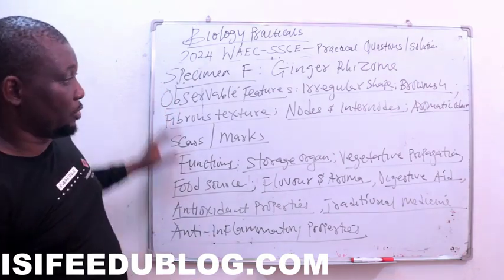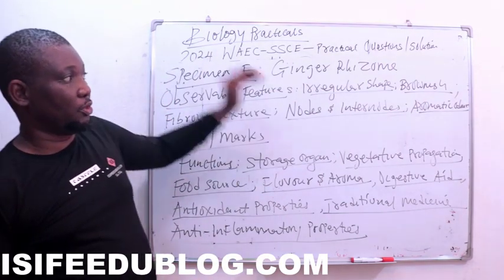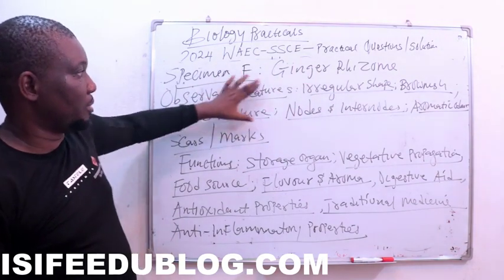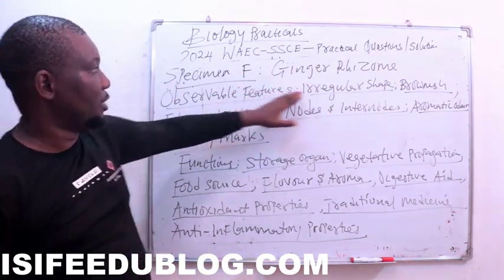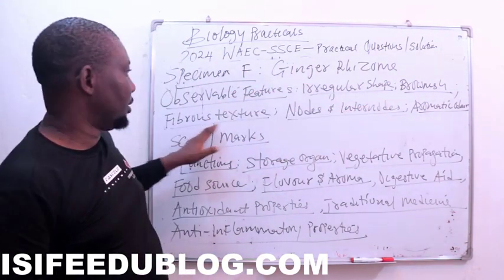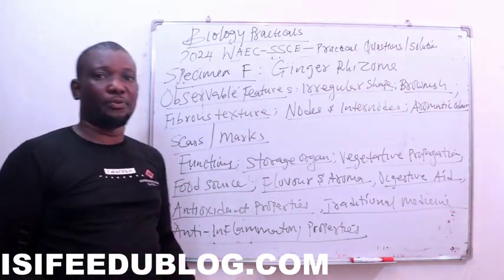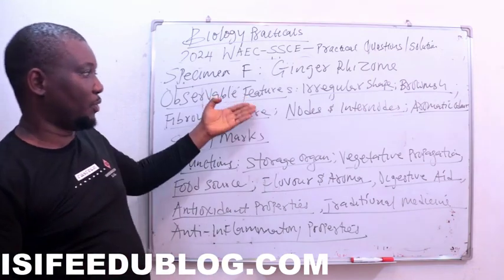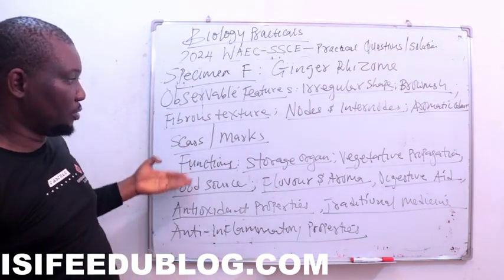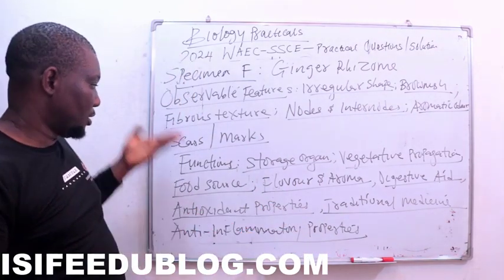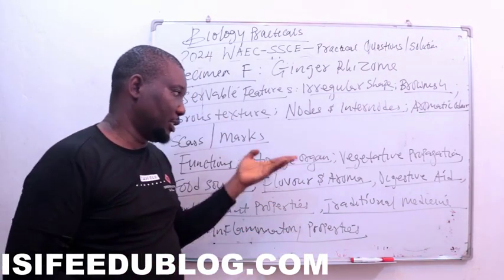The two questions that are likely going to come are the observable features. The observable features are on board here. You can zoom and see them. I think I have, how many here? 1, 2, 3, 4, 5, and 6. It's only asked to state 5 or 4 observable features. You have all of it here: how it functions, the storage organ, vegetative propagation, the food source, flavor and aroma.